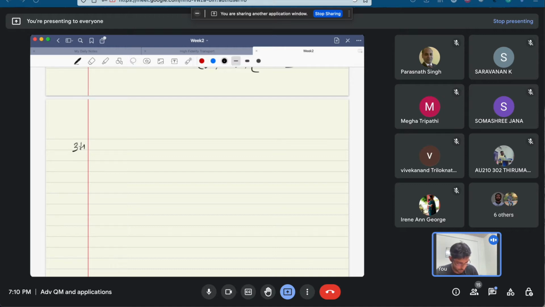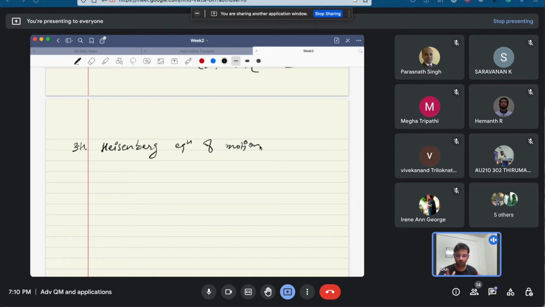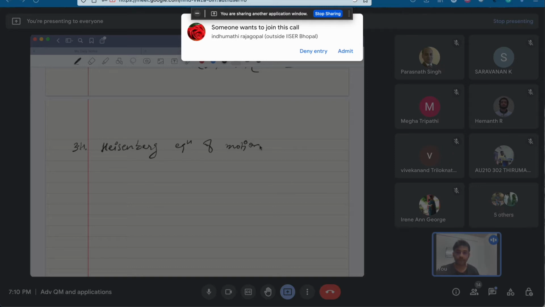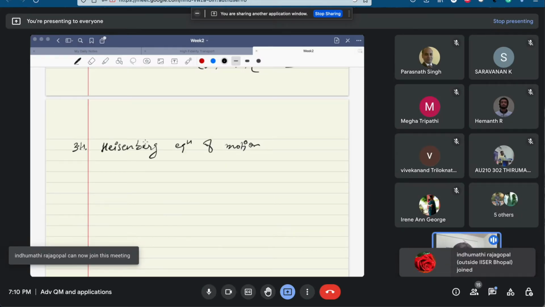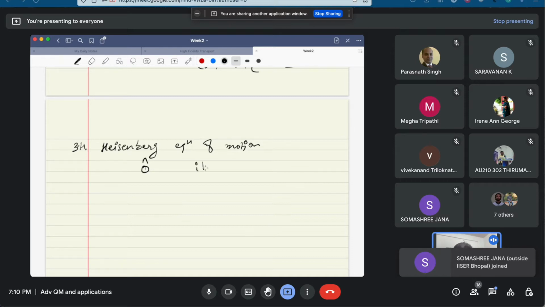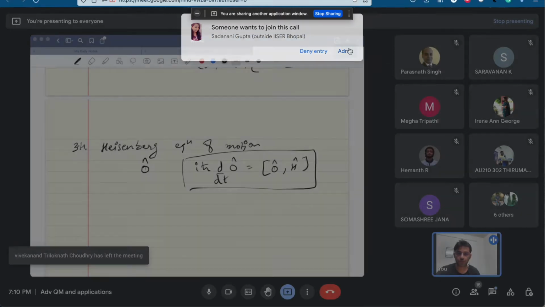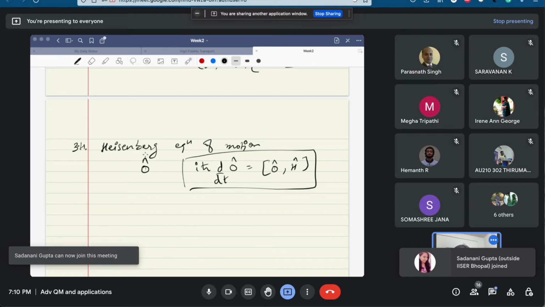So I believe you are all familiar with the Heisenberg equation of motion, which essentially gives you the equation of motion for any arbitrary operator. Let's say you have an operator O and you want to find its equation of motion. Then what you use is this equation, which we call the Heisenberg equation of motion, and through this you can find the time evolution or the differential equation of operators.